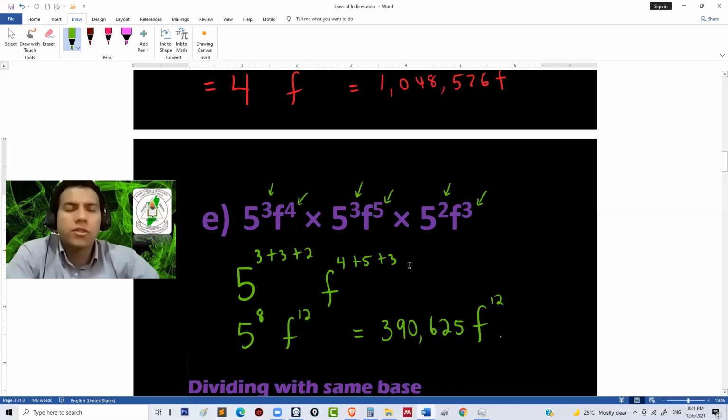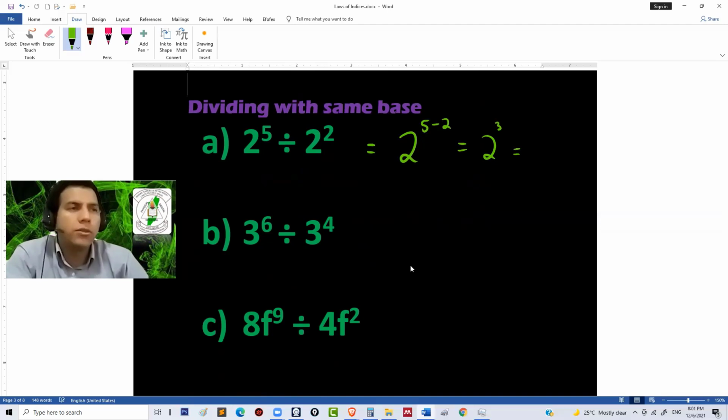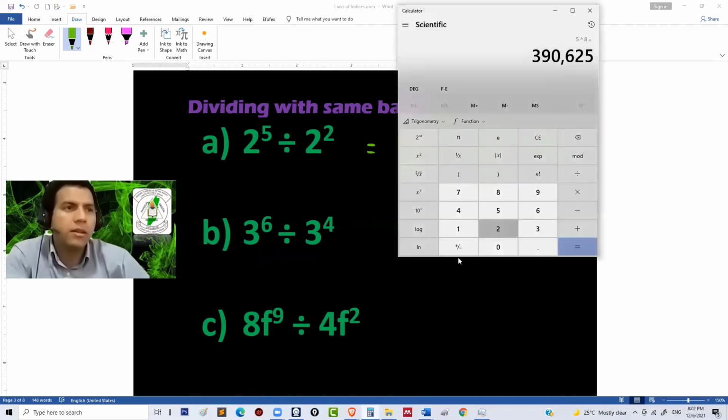Now we want to focus on division with the same base. In the first example, we keep the base and we subtract the powers. When you divide, you subtract the powers. So 5 take away 2 is 3. And 2 raised to the third power is 8. We can try it in our calculators. 2 power 3 is 8.